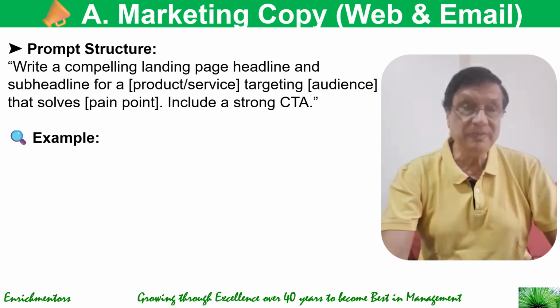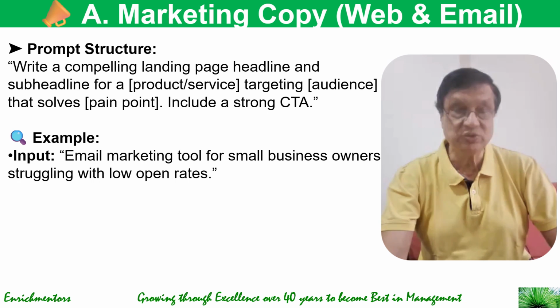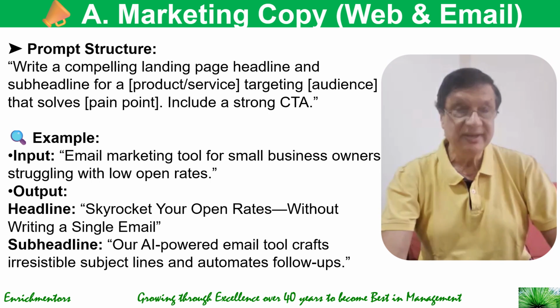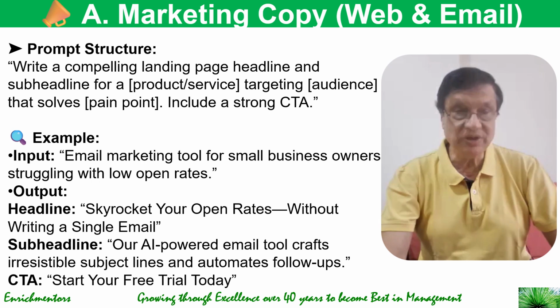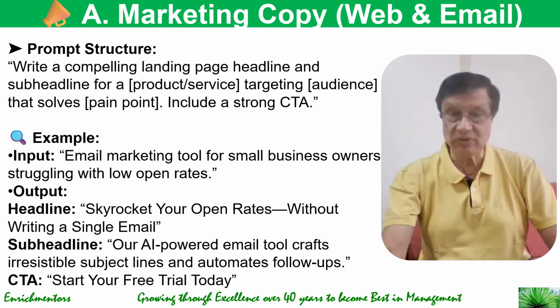An example of this would be, if your input is an email marketing tool for small business owners struggling with low open rates, then your output using this prompt structure would be a headline that would say, Skyrocket your open rates without writing a single email. It would write a subheadline: Our AI powered email tool crafts irresistible subject lines and automates follow ups. And the CTA would include: Start your free trial today. So that's what marketing copy on web and email would look like.